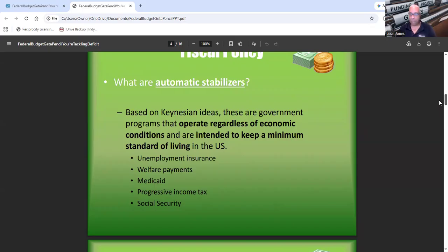Then there's welfare payments. Then there's Medicaid. And then there's a progressive income tax. And of course, Social Security. Now, when we look at the progressive income tax, you always hear the Democrats saying tax cuts for the rich. Well, if we have tax cuts, the rich are going to get more. Well, let me tell you something. A tax cut means the government is not getting as much revenue that they were getting before, but the government is not in business to have revenue because they're not a business.